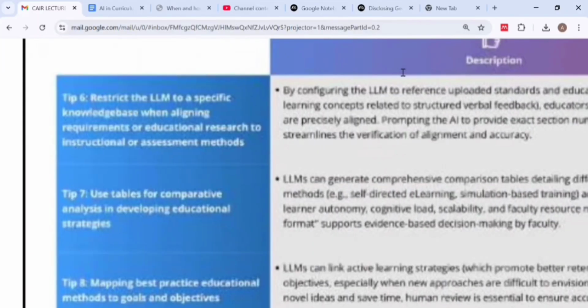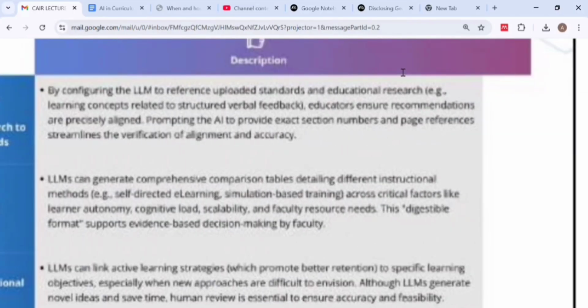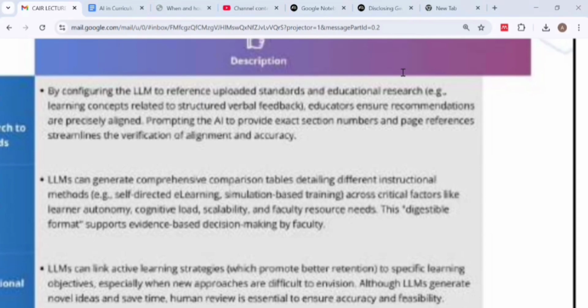Tip 6. Restrict the LLMs to a specific knowledge base when aligning requirements or educational research to institutional or assessment methods. By configuring the LLMs to reference uploaded standards and educational research, like learning concepts related to structured verbal feedback, educators ensure recommendations are precisely aligned, prompting the AI to provide exact section numbers and page references, streamlining the verification of alignment and accuracy. So we will discuss further 6 points later. These are the first 6 tips.